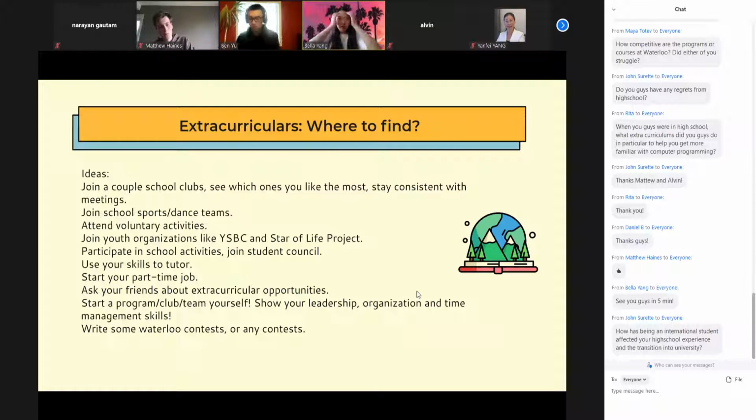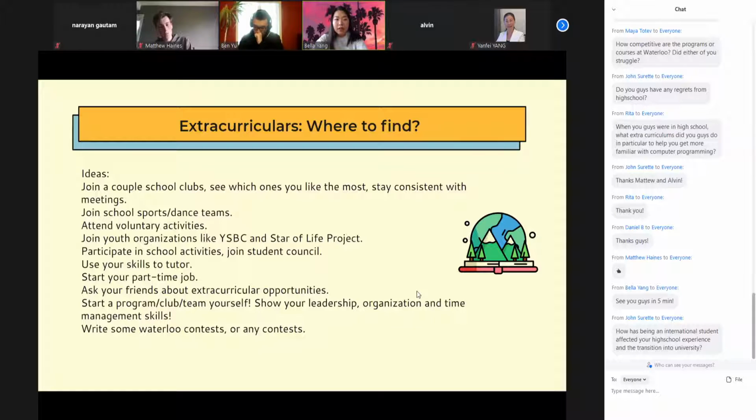Okay, here are some ideas that I have in terms of finding extracurriculars that apply to you. Join a couple school clubs and see which one you like the most and stay consistent with the meetings. Join school clubs, dance teams, sports teams, and any other school activities.